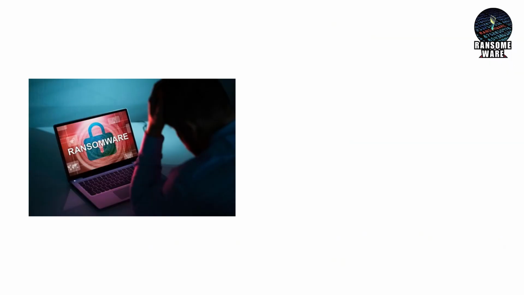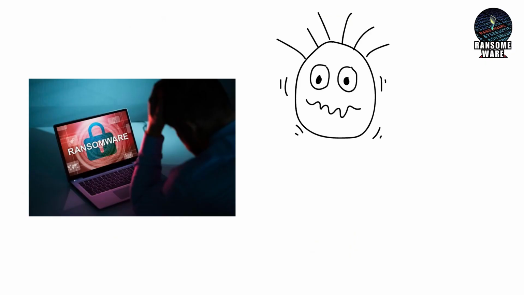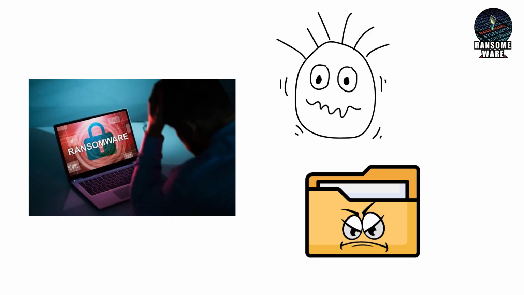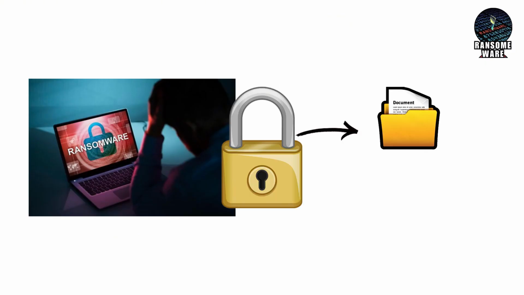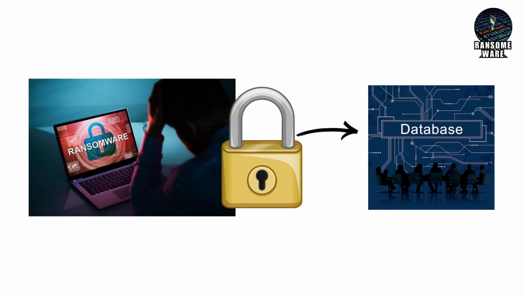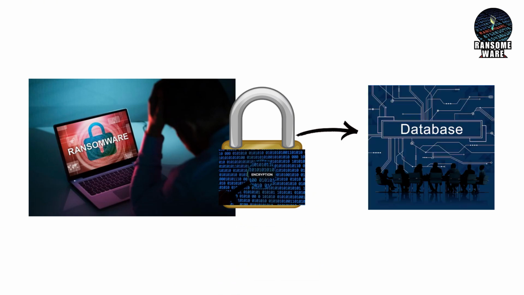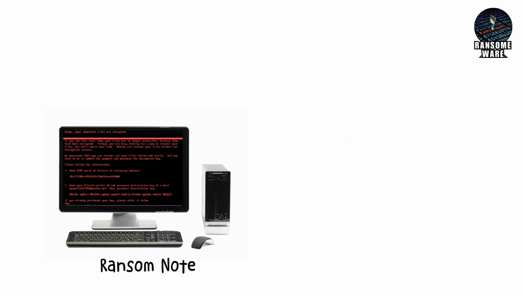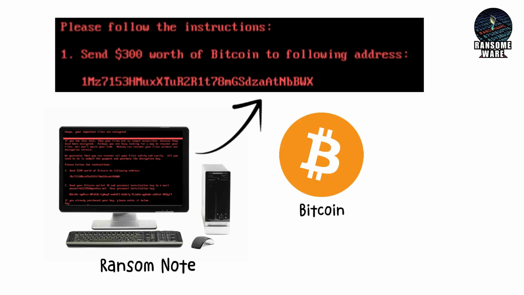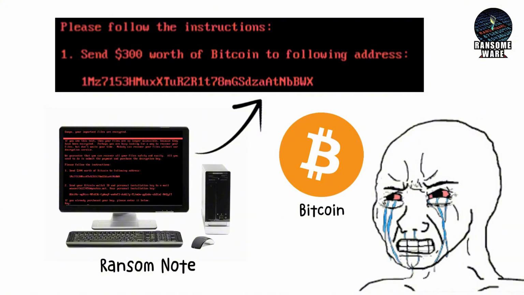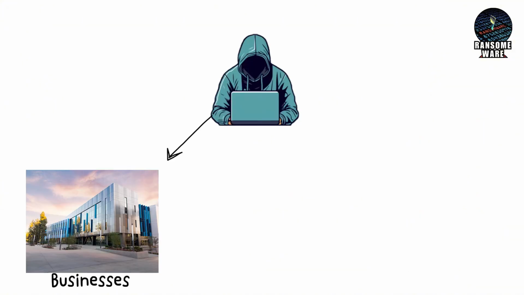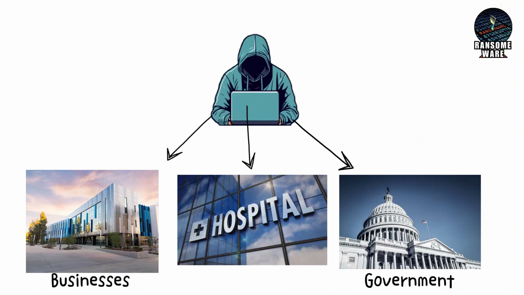Ransomware. Ransomware is one of the scariest malware types because it turns your own files against you. Once installed, it locks everything: documents, photos, music, even entire business databases using strong encryption. Then, a ransom note appears on your screen. Pay money, usually in Bitcoin, or lose your files forever. Hackers often target businesses, hospitals, and governments because downtime costs them millions.